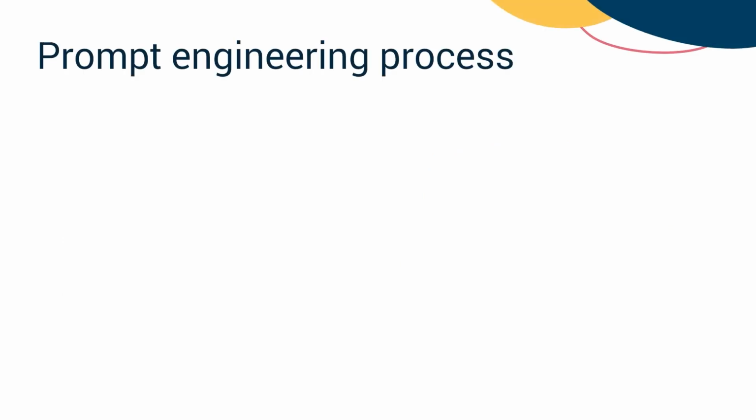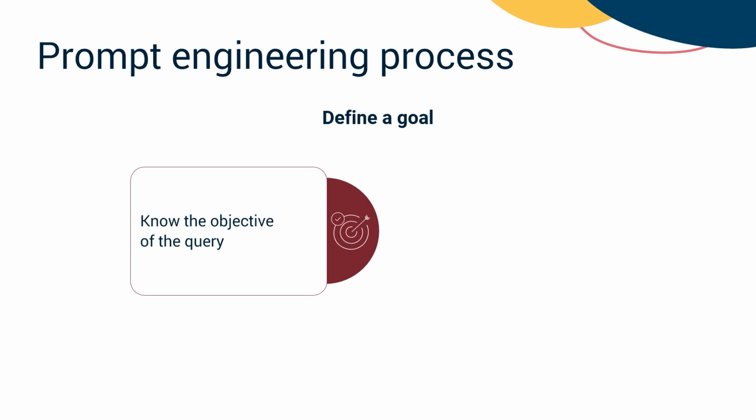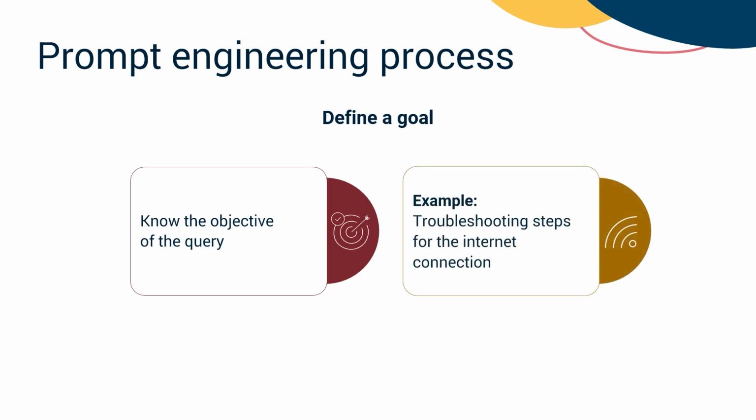Let's understand the process involved in prompt engineering. Defining a goal is the first step for writing an effective prompt in customer support. You should know what exactly you want the generative AI tool to generate. For example, your goal can be to generate troubleshooting steps for the lost internet connection.